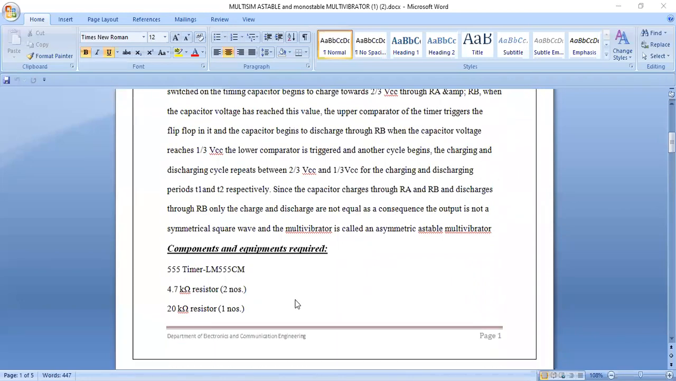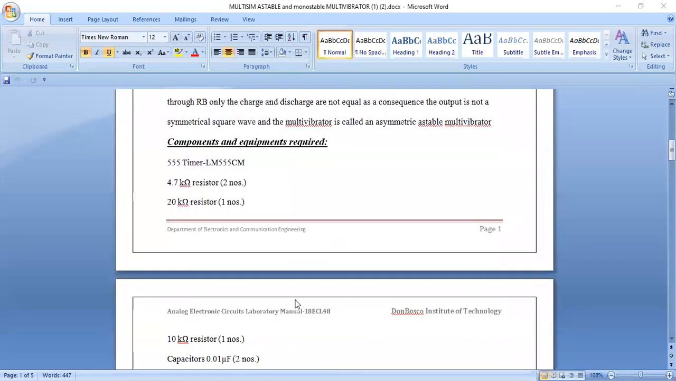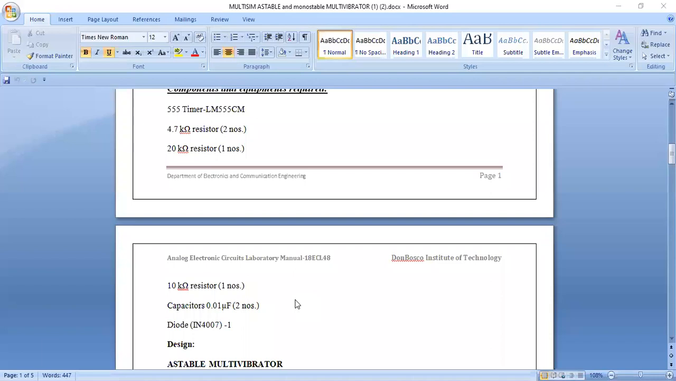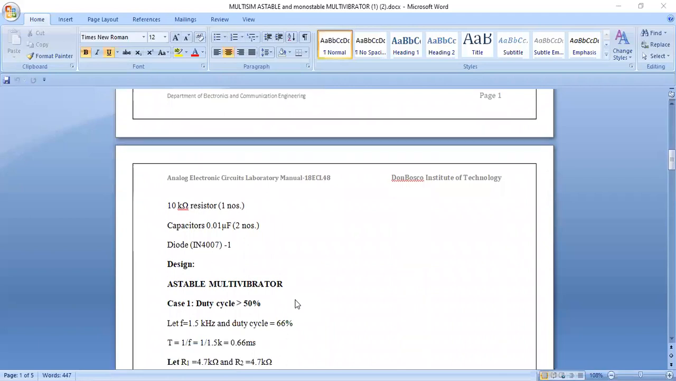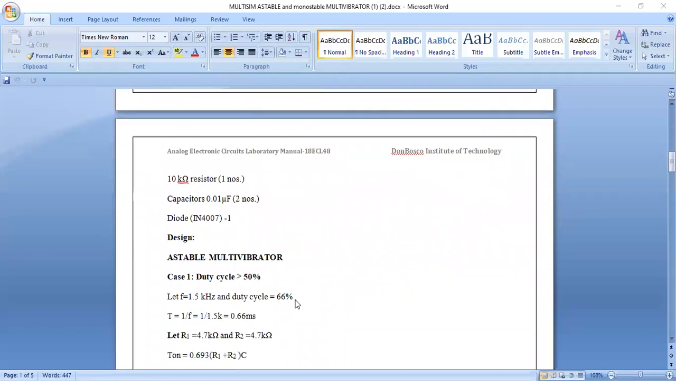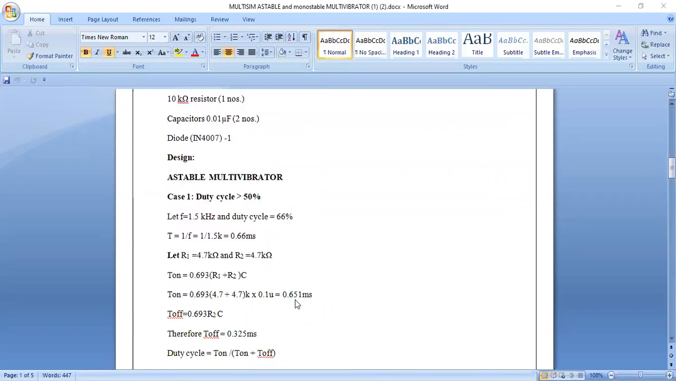The required components: 555 timer, 4.7 kilo ohm resistors, a 20 kilo ohm resistor, and 2 capacitors, and one more capacitor has to be included, 0.001 microfarad. The design part includes astable multivibrator to design 50% duty cycle and greater than 50% duty cycle. One duty cycle includes 66%.